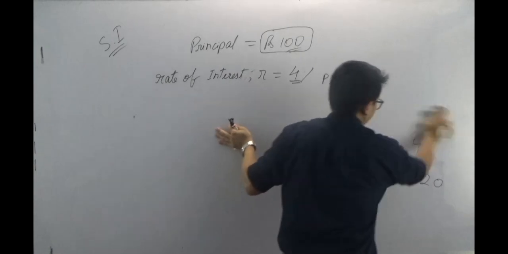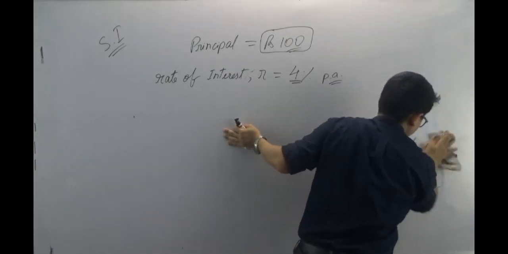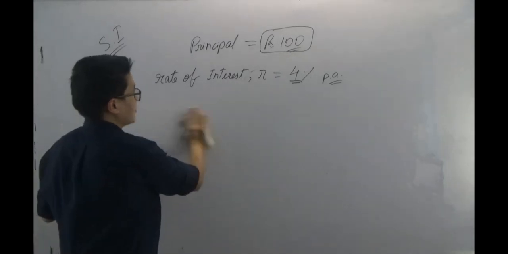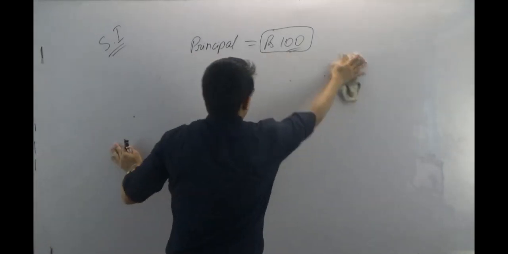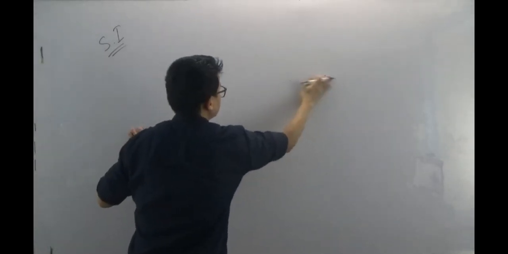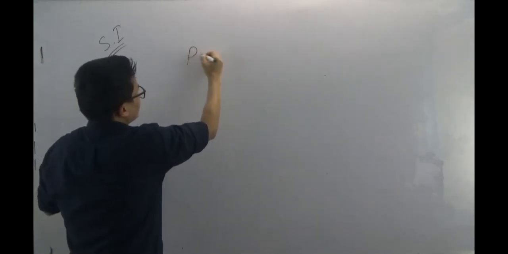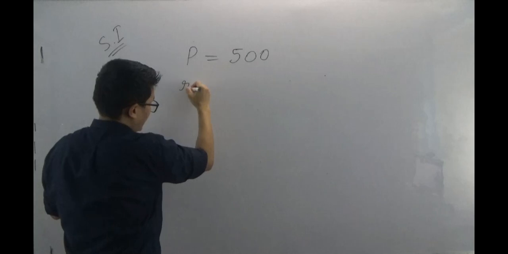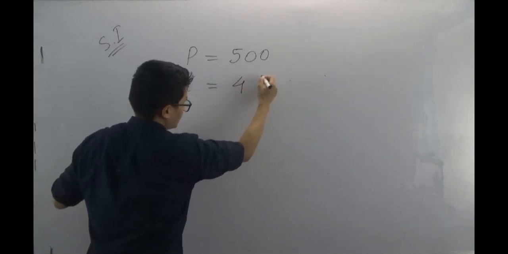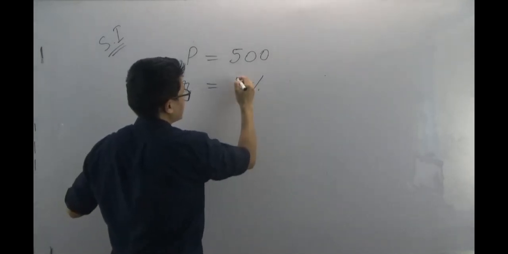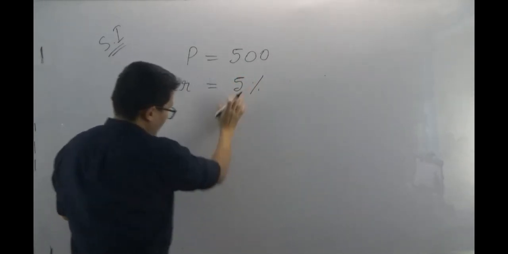There is a pattern even without using the formula. With the pattern, you can solve it. Now, another concept. Let's solve a question: if the principal is rupees 100 and the rate of interest is 4%, or let's say 5%.